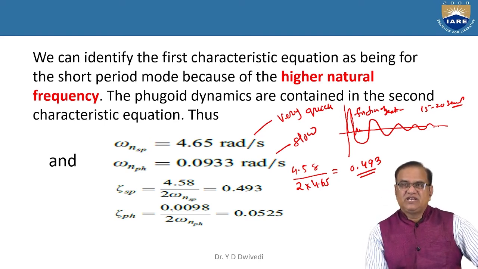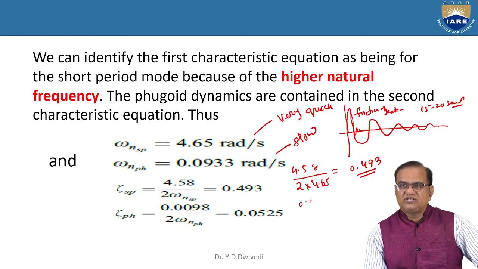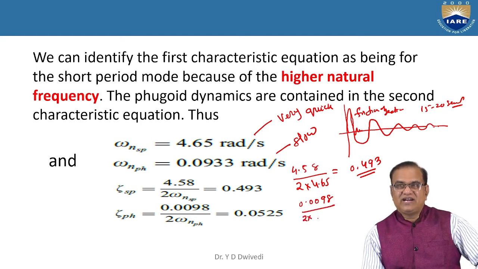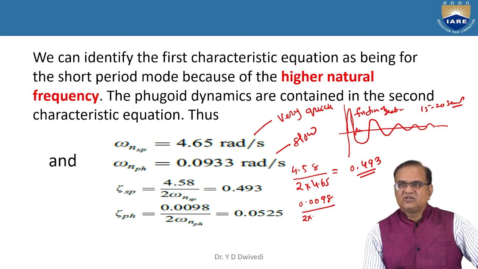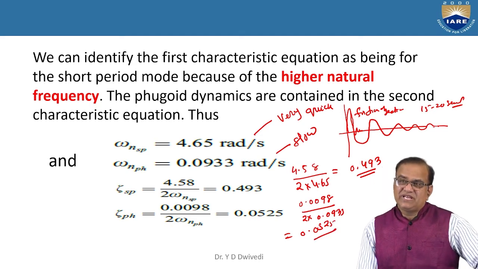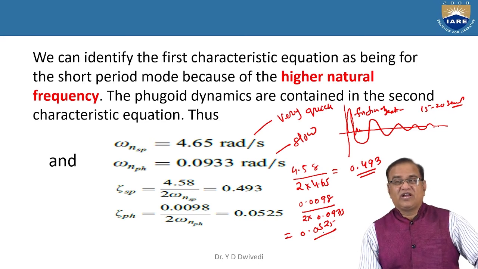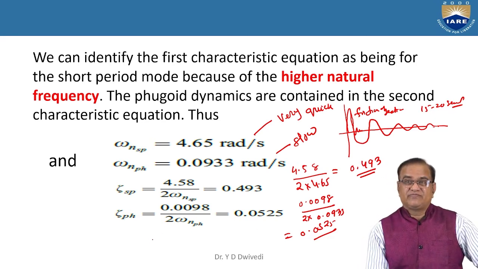But here, for the phugoid, we have 0.0098 divided by 2 into omega n phugoid. How much we got for omega n phugoid? It is 0.0933. So we get 0.0525. So this is the damping ratio. And if you see, it is nearly 0.5 and 0.05, so it is 10 times.